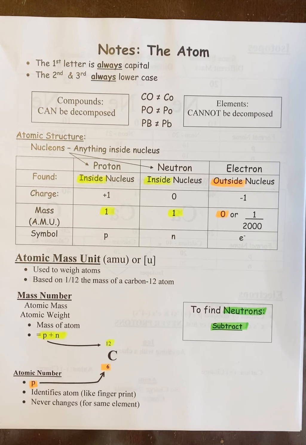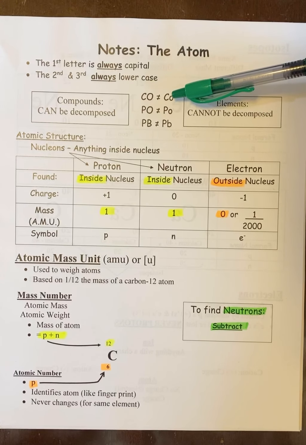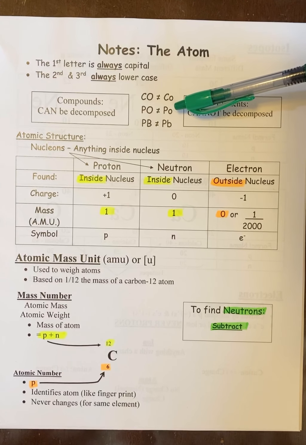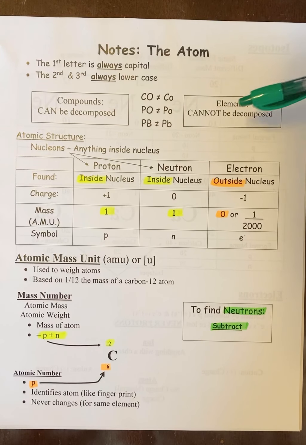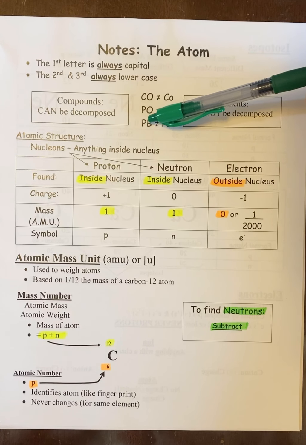Now, the reason I mention that is the Regents, and chemistry in general, like to play games at this level with the difference between CO and Co. If you look at these three on the right, these are going to be cobalt, polonium, and lead, and this would be carbon and oxygen, phosphorus and oxygen, phosphorus and boron.